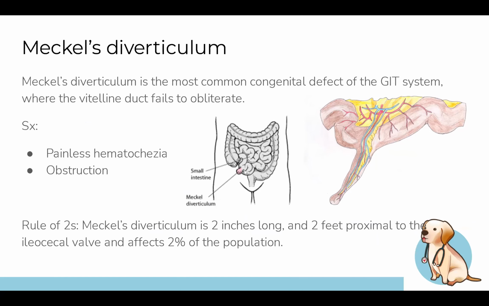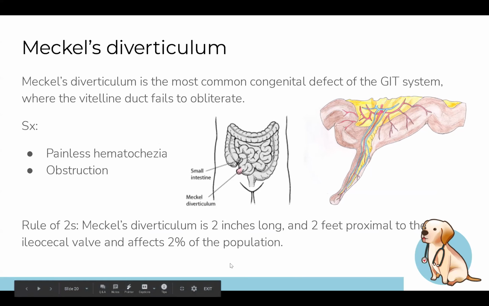Often it's asymptomatic. It doesn't tend to bother people, but sometimes you can imagine it gets a little bit stuck, because it's just in the way. So sometimes people present with painless hematochezia, which is just blood in your stools, and obstruction, because your stool can't get through.